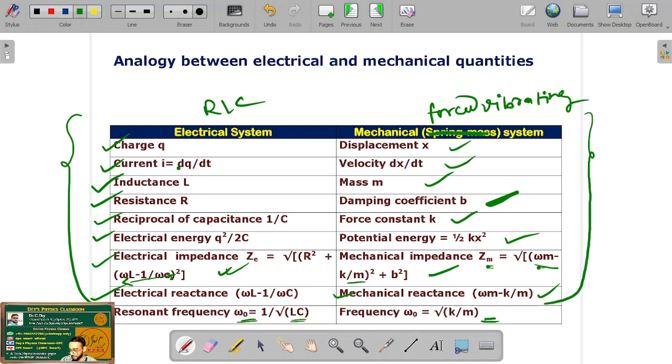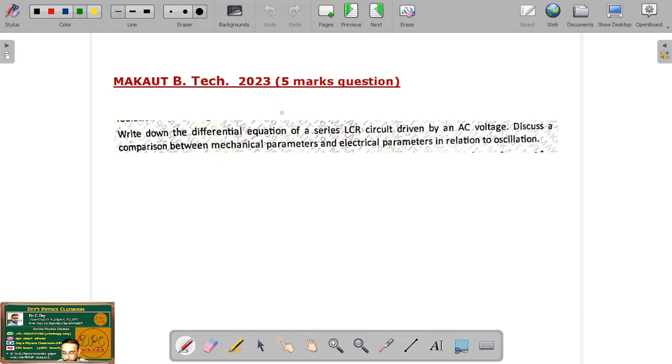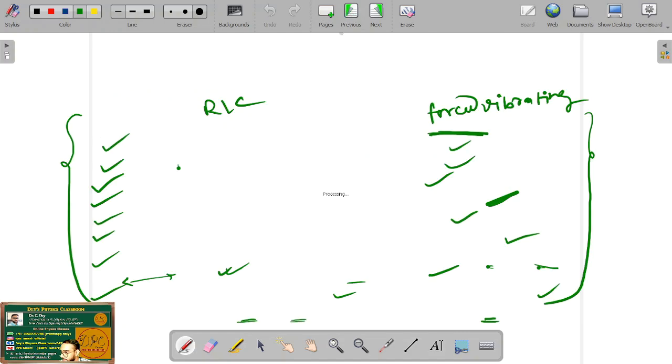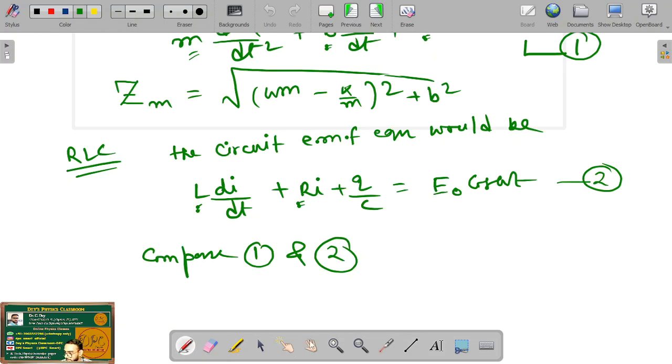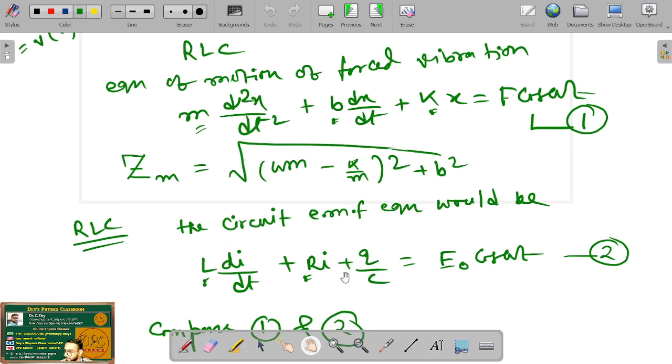So these quantities of the electrical system are analogous to the quantities of the forced vibrating mechanical system. In 2023, a 5 marks question came: write down the differential equation of a series LCR circuit driven by an AC voltage, and discuss a comparison between mechanical parameters and electrical parameters in relation to the oscillation. So you have to write down these differential equations 1 and 2.